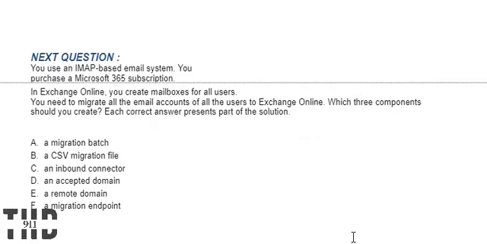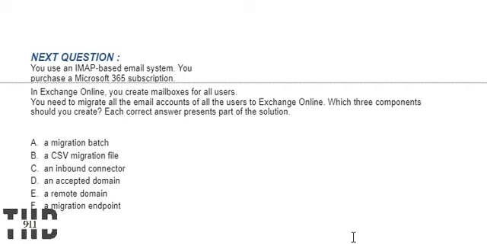Next question. You use an IMAP based email system. You purchase a Microsoft 365 subscription. In Exchange Online, you create mailboxes for all users. You need to migrate all the email accounts of all the users to Exchange Online. Which three components should you create? Each correct answer presents part of a solution.